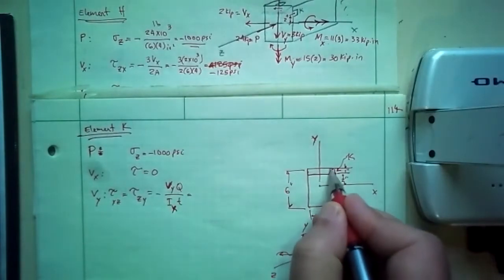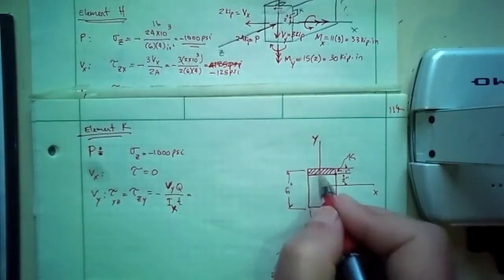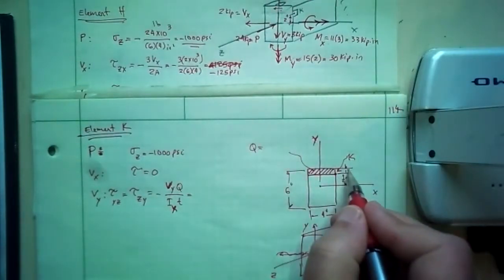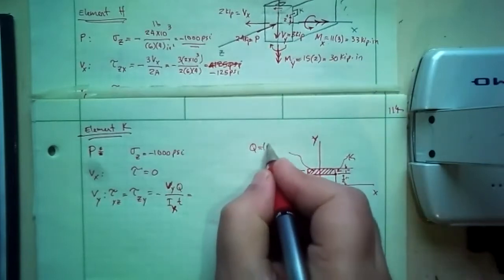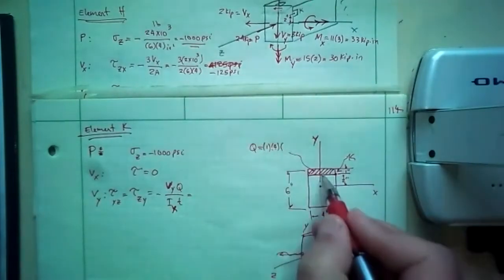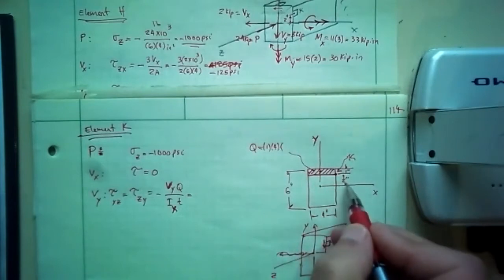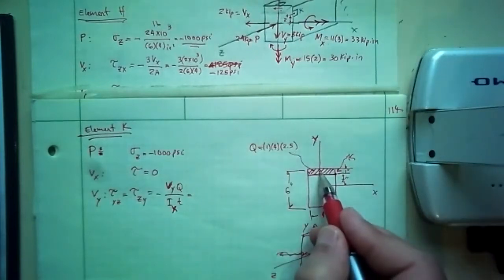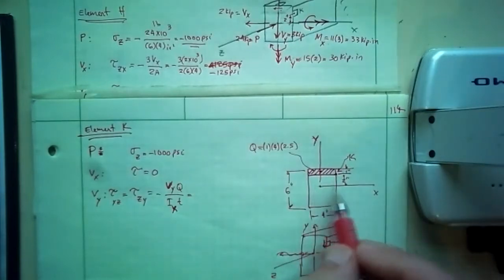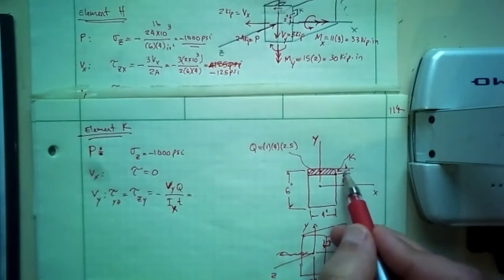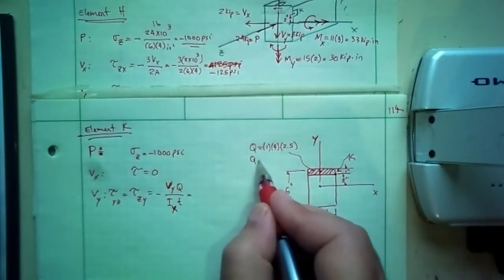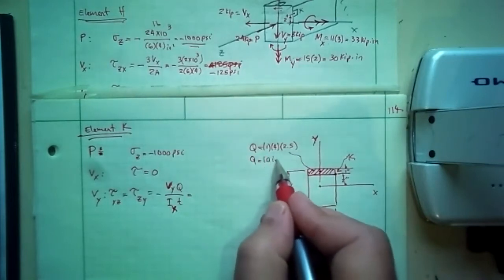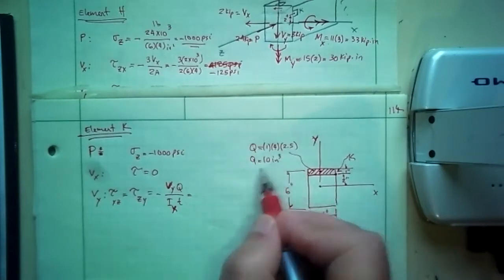So I can either use the area above or the area below. I'm going to use the area above. This Q will be the area, which is 1/4, times the distance between the centroid of it and the centroid of the entire cross section. So that would be 2.5. 2 inches to get to here, and then 1/2 inch. So Q is 10 inches cubed.